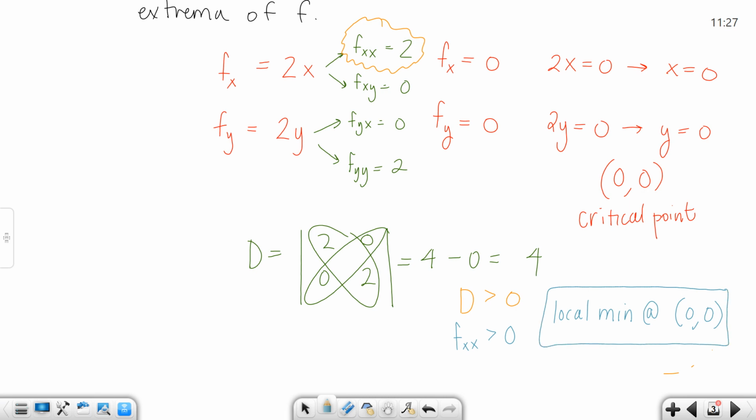Now when I taught this in class before spring break, they put the z value in there as well, but I'm not going to ask you that. I'll just ask you for x and y. So that's what that answer would look like. Let's try another one.